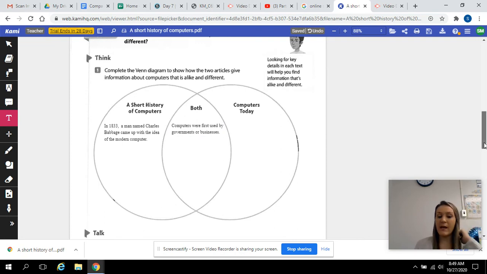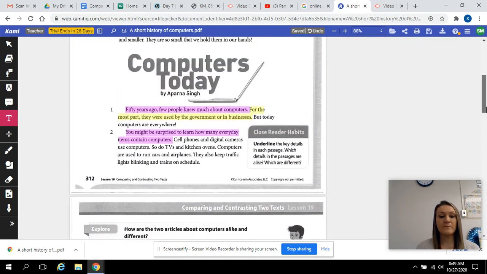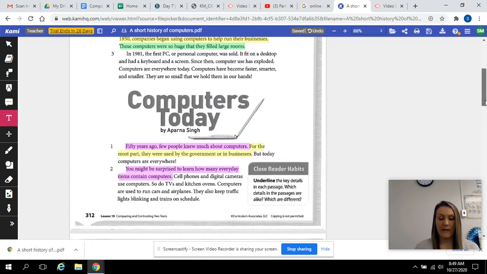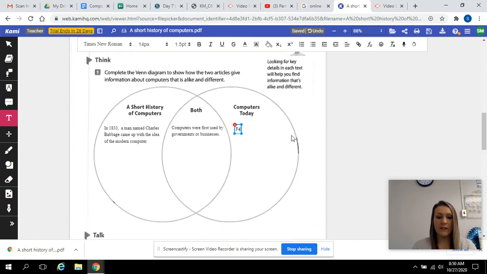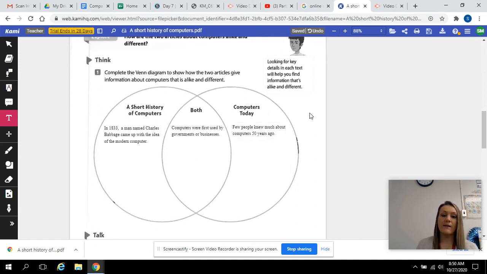What about computers today? What's the difference? Well, I have that highlighted in purple. 50 years ago, few people knew much about computers. There's something they talked about in this text that they didn't in the other text. All right, okay. So I think you guys get the idea.